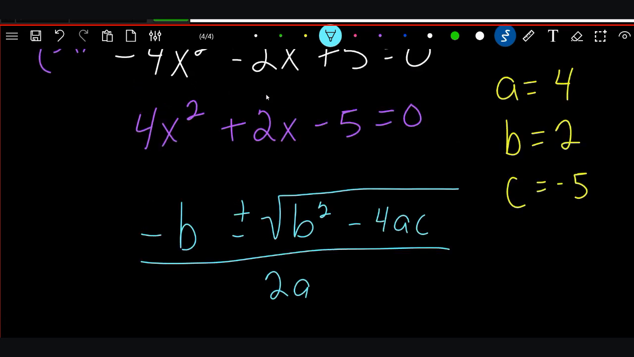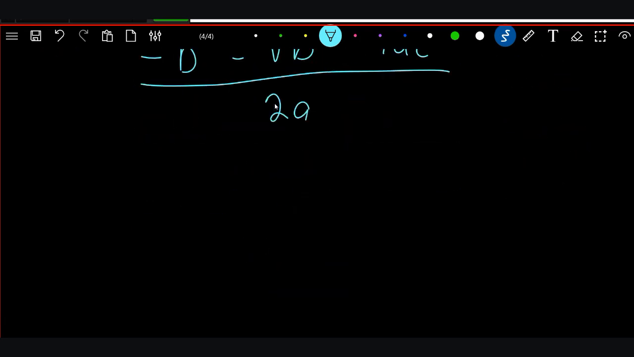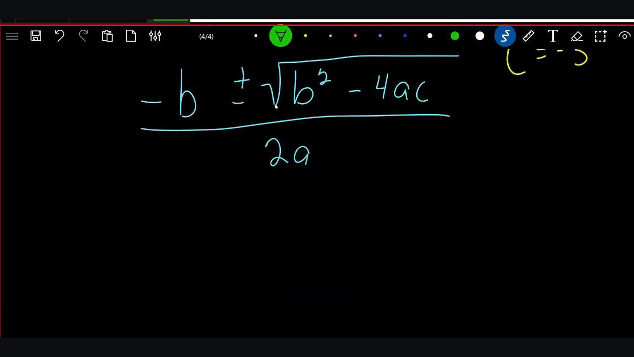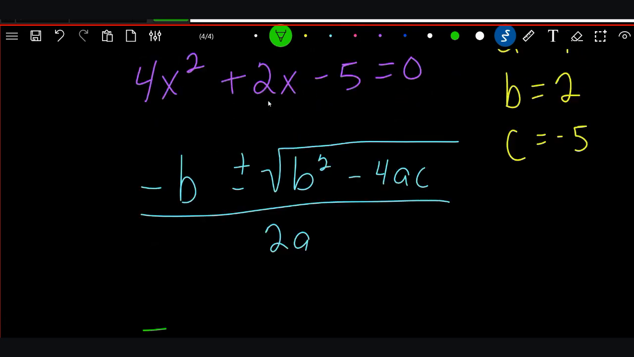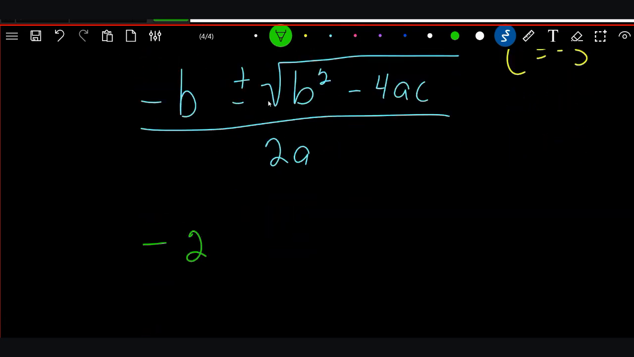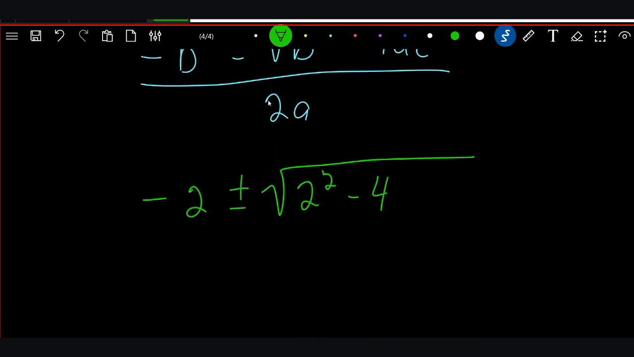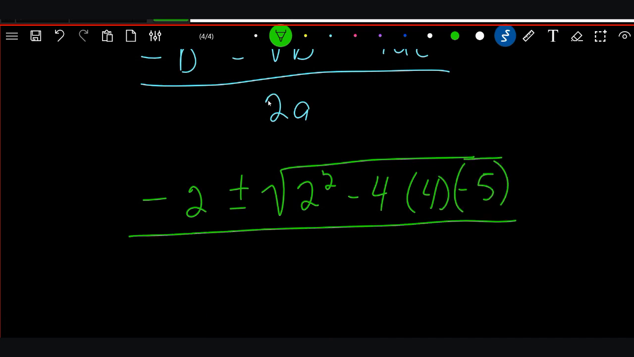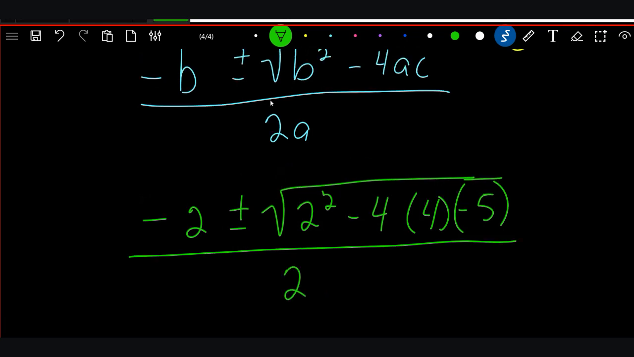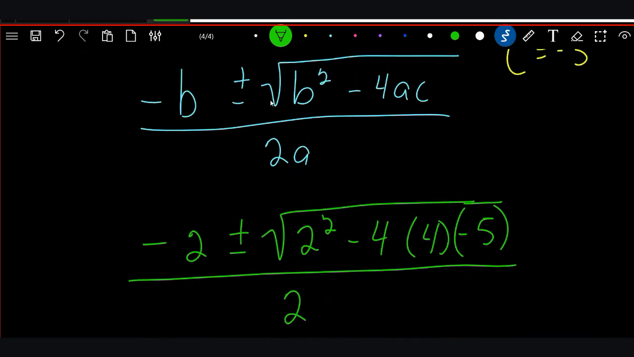Okay, so now let's plug into it. A was 4, so everywhere that you see an A, we're going to write a 4. So minus b, and b was 2, plus minus the square root of 2 squared, minus 4 times AC. A was 4, C was negative 5. And that is all going to be over 2a, and a was 4, 2 times 4.